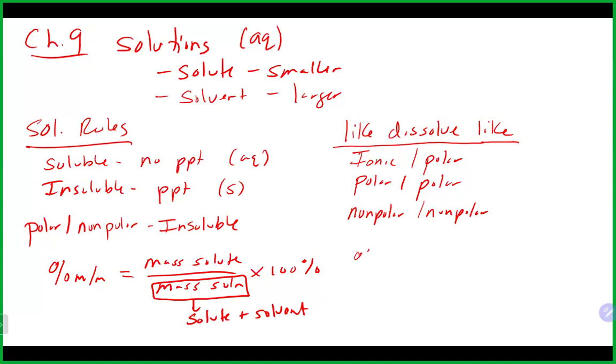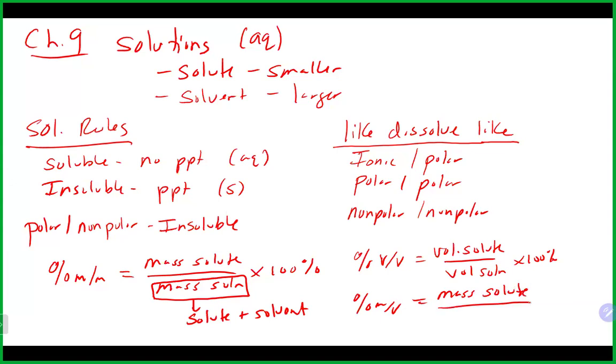Some other percent concentrations: volume to volume percent, which is our volume of solute over volume of solution times 100%. And we also have percent mass to volume, and that is the mass of the solute divided by the volume of solution times 100%.